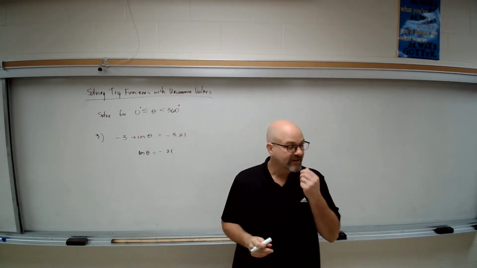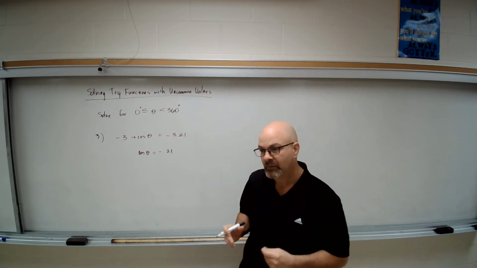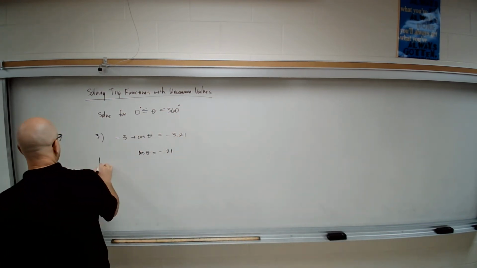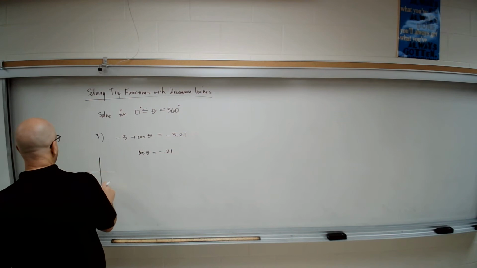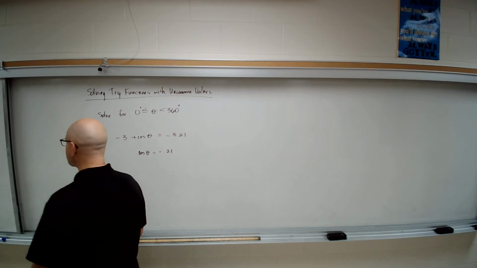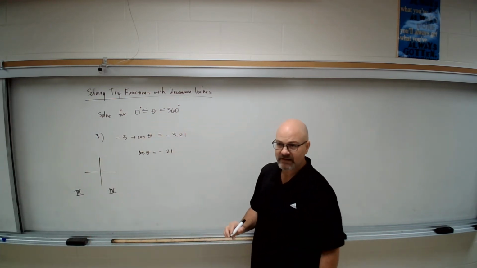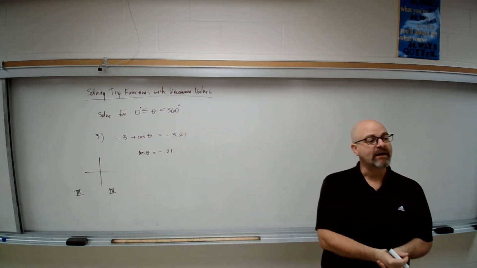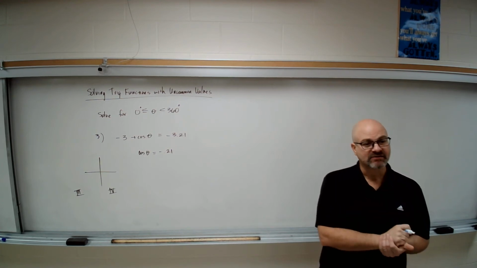Now, we have to know where cosine is negative. Well, remember, all students take calculus, so that would be down here in the 3rd quadrant, right, and the 4th quadrant. So that's where our 2 answers are going to be. Okay, now, we need to find the reference angles that show us what the answers are.